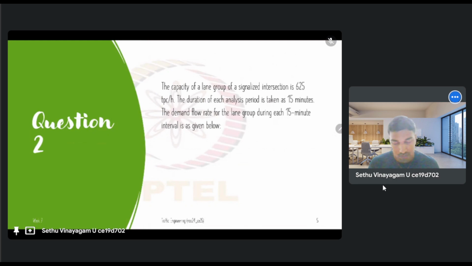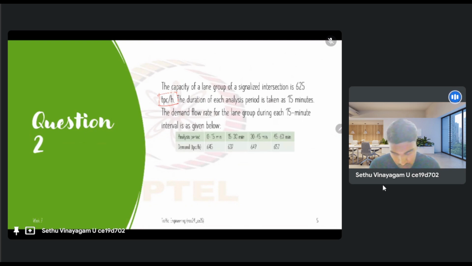The capacity of a lane group of a signalized intersection is 625 TPC per hour. TPC is through passenger car equivalents per hour, so the conversion for the turning movements and the heavy vehicles has already been taken into account and given in TPC. That is 625. The duration of each analysis period is 15 minutes, and the demand flow rate for the lane group during each 15-minute interval is as given below.